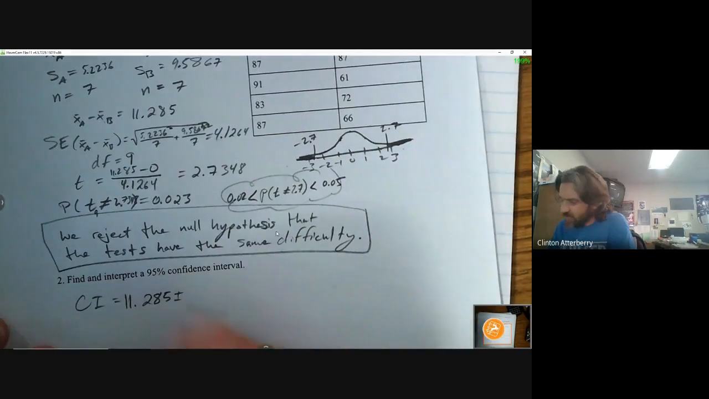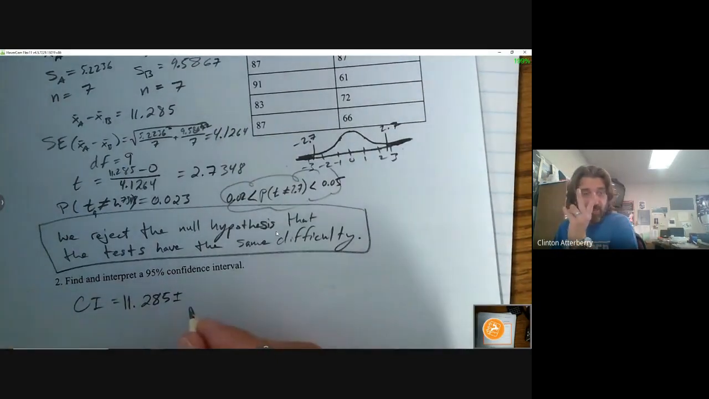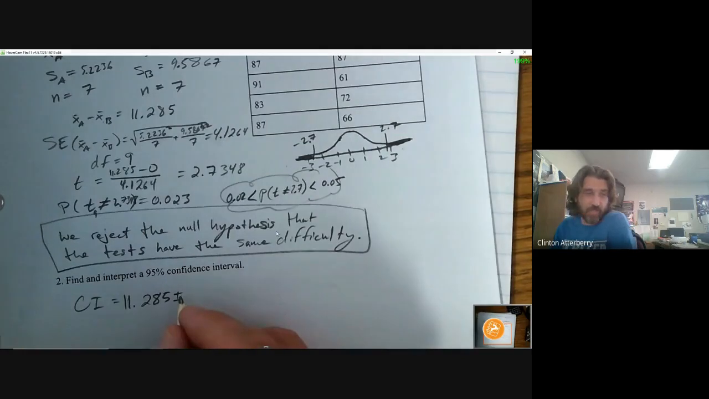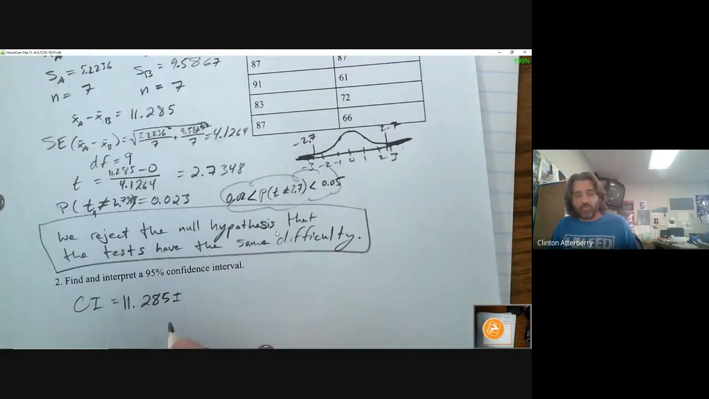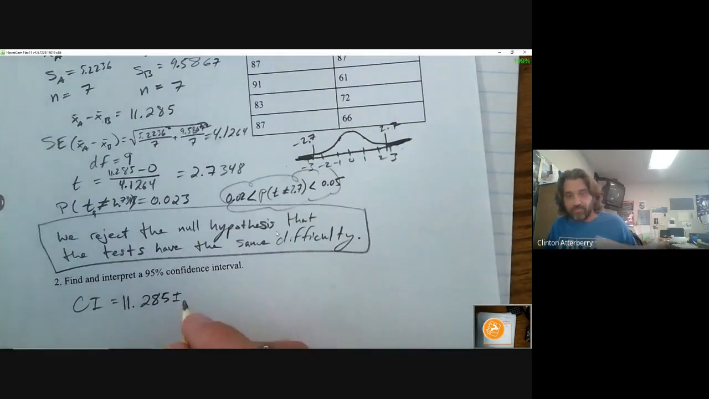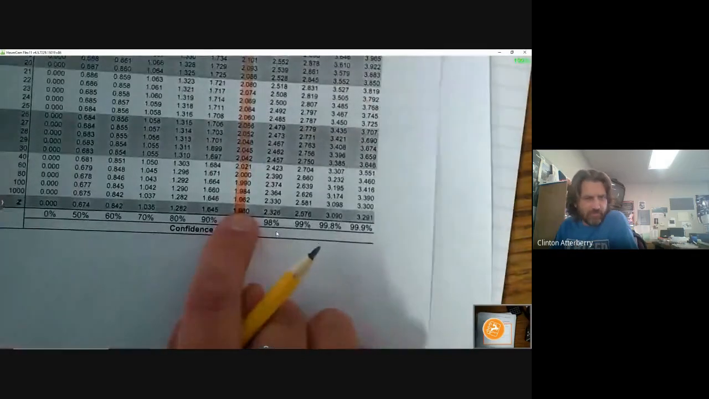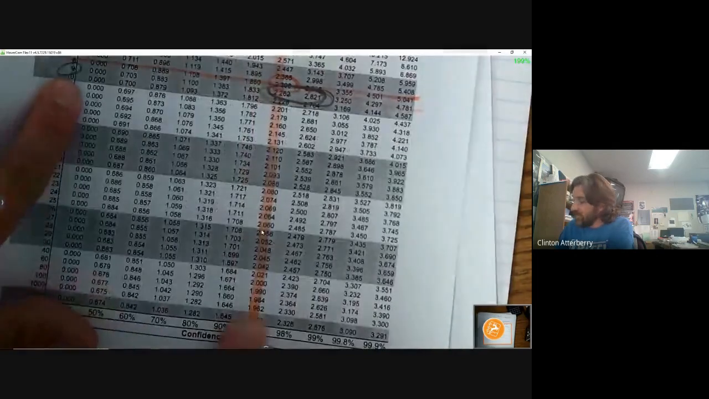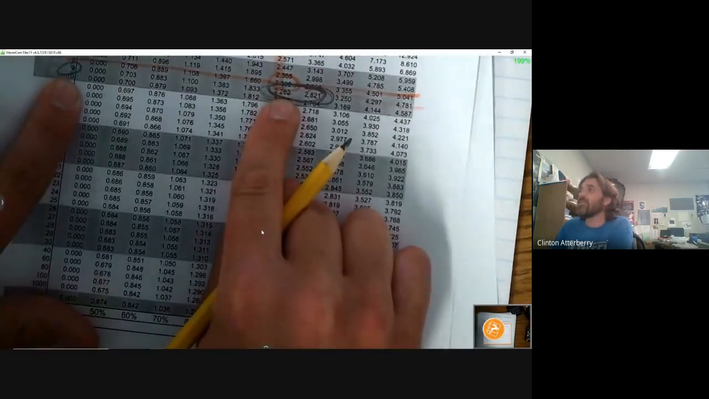And we're going to add and subtract. We're going to do two problems here. One where we add, that's the upper number. We subtract, that's the lower number. Usually this is our Z star, but we're going to use our T star. This is where we go to our table. Usually at 95% confidence, remember, we'd always use 1.96 for our Z star. Instead, we're going to go up to a degree of freedom of 9, and I'm going to use 2.262.